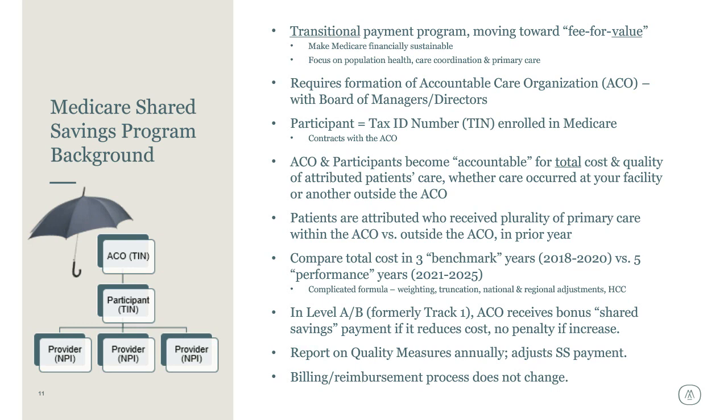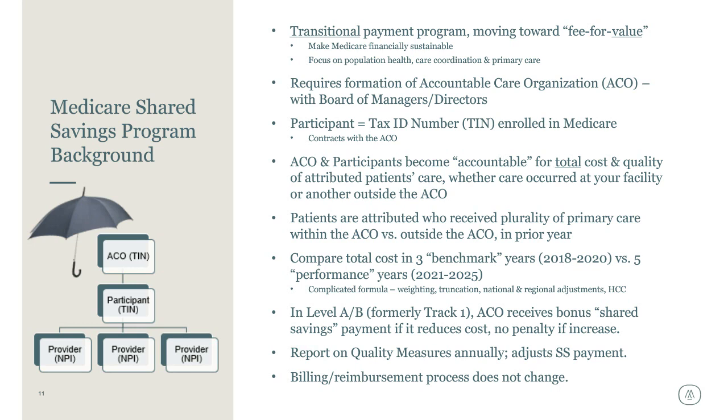To comply with the program, you need to report on a set of quality measures annually, and this quality performance score that you get will adjust your shared savings payment. So in the first year, it's what they call pay for reporting. In year 2 and beyond, it's pay for performance. So your quality score can impact how much shared savings you earn.